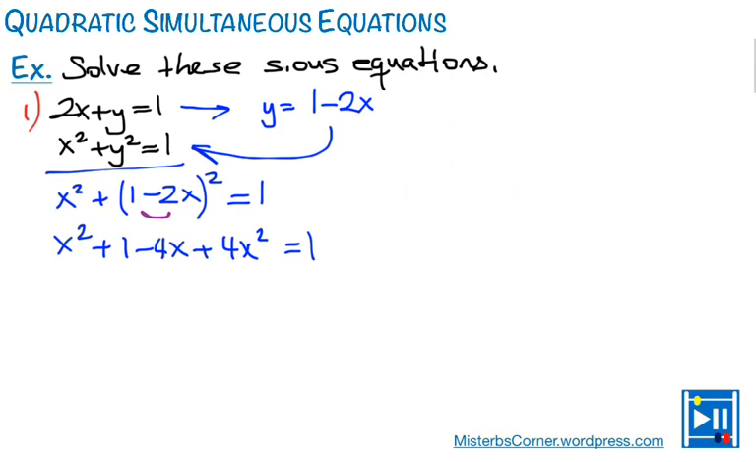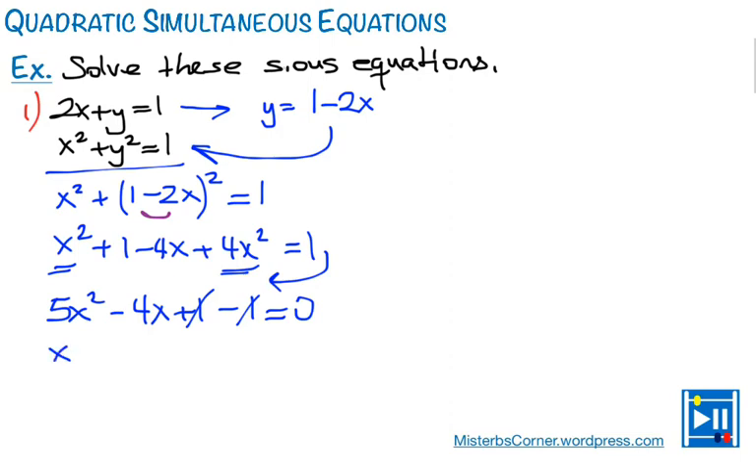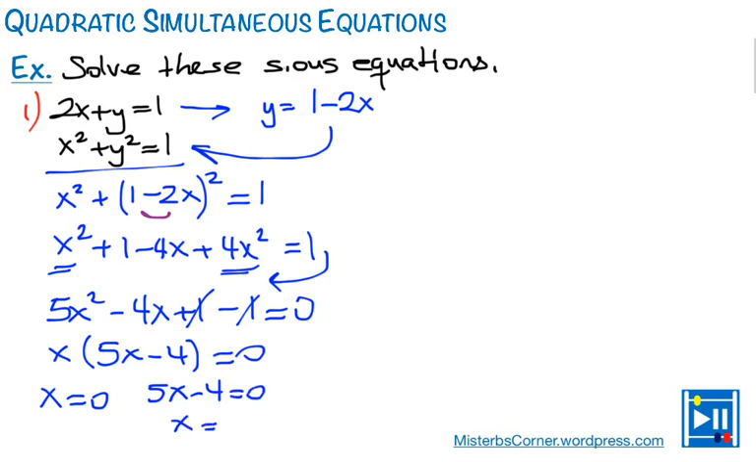Now I have 4x squared and x squared, so this will make 5x squared minus 4x plus 1 minus 1, which I take to the other side from here, so they cancel each other out. I end up with 5x squared minus 4x, which I can factorize like this. And from here I can say x equals 0, or 5x minus 4 equals 0, which leads me to x equals 4 over 5.